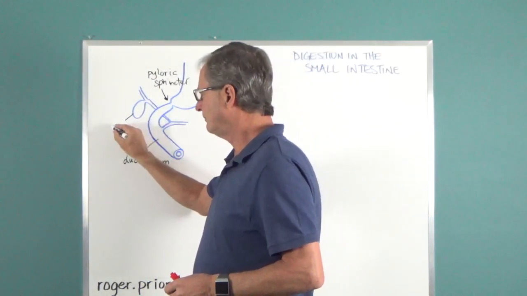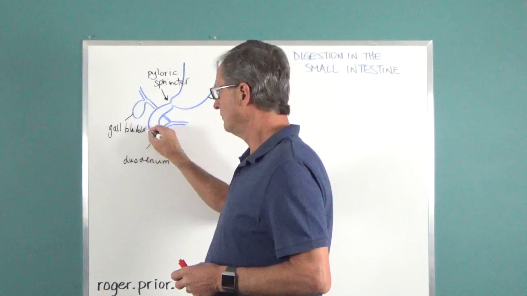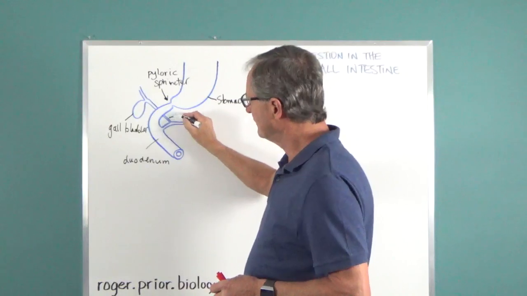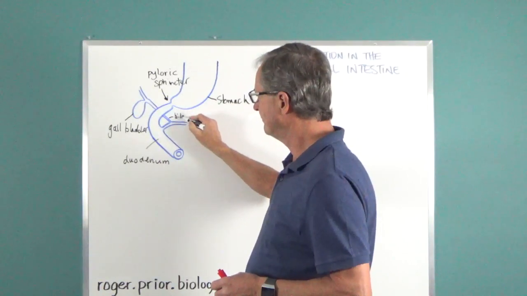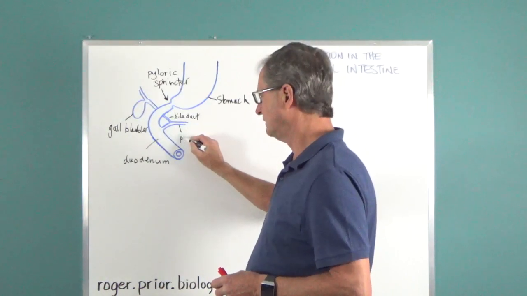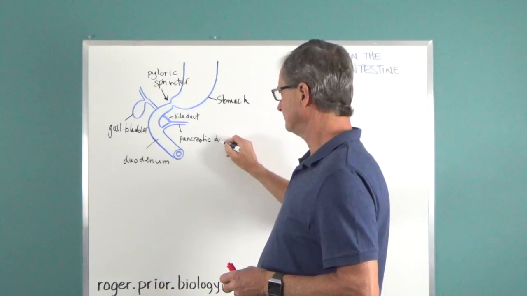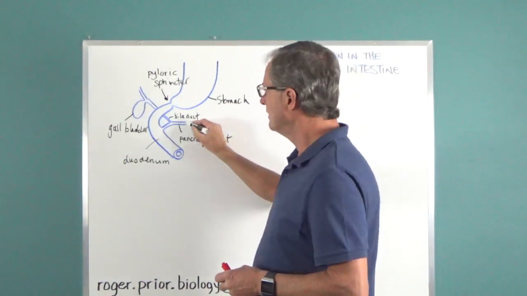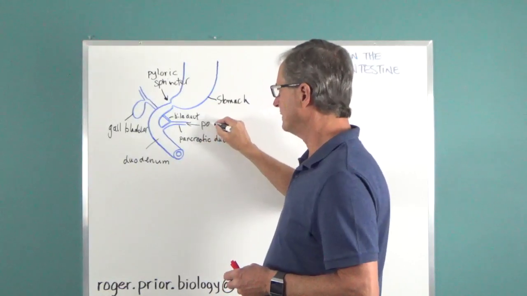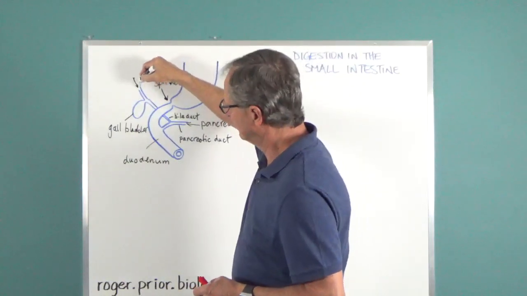This is the gallbladder. The gallbladder is connected to the duodenum by the bile duct. This tube is the pancreatic duct. Pancreatic duct is connected to the pancreas, so it'll represent the pancreas out here. The liver is up here.